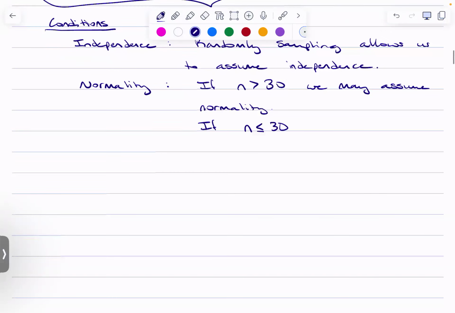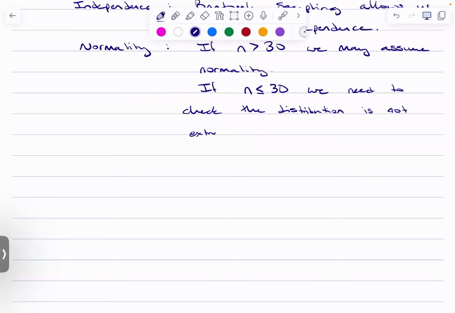So if n is less than or equal to 30, we need to check the distribution. I'm not even going to go to normality. I'm going to say the distribution is not extremely skewed, right? Which is even more lenient than saying it has to be normal, right? Check the distribution is not extremely skewed.